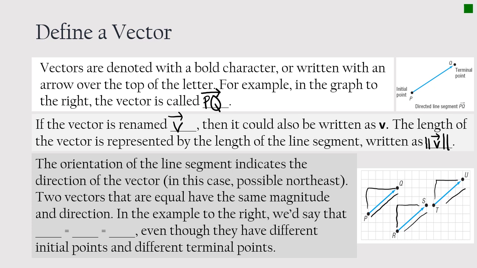So what we can say is that this vector here, which goes from P to Q, starting at P, ending at Q, is equal to the vector that starts at R and goes to S, and is also equal to the vector that starts at T and goes to U.